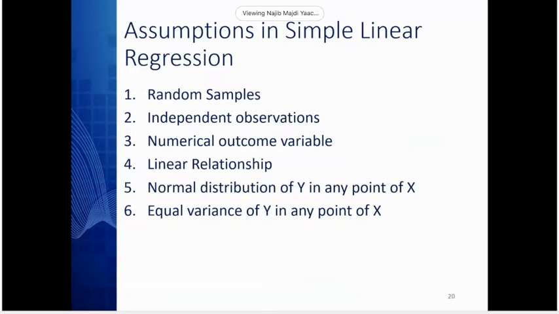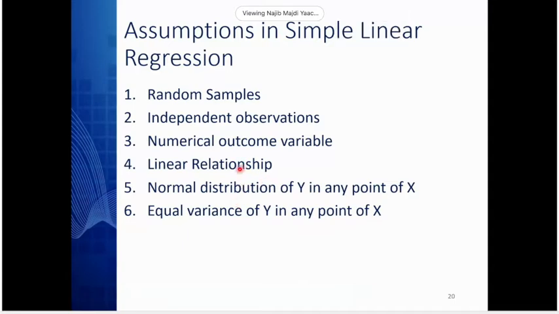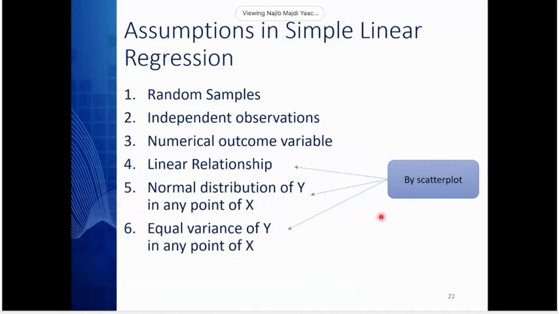Okay, so during analysis, actually you need to check only these three assumptions. Linear relationship between variables, normal distribution of y in any point of x. This is the assumption of normality. And lastly, the assumption of equal variance of y in any point of x. So how can you check these three last assumptions? Simply by using a scatter plot. By using a scatter plot, you can visually inspect these three assumptions.